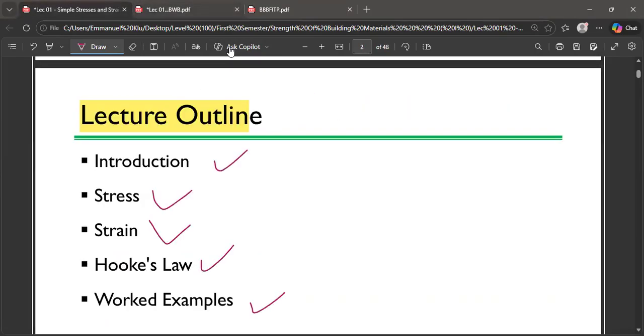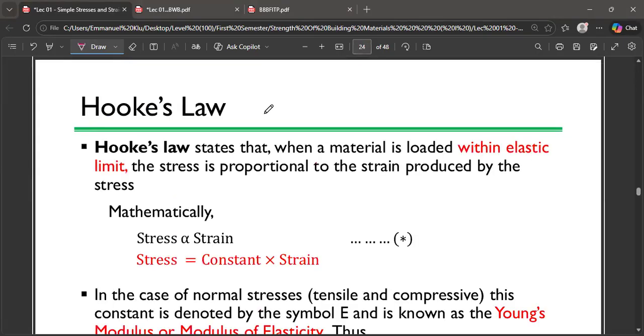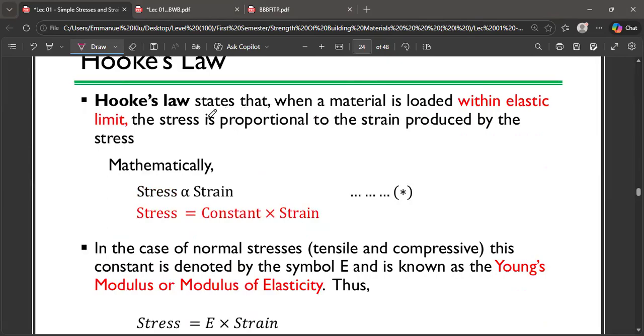Anyone else to repeat what I just said? Okay, so this is what I'm talking about. Hooke's law says that when a material is loaded within elastic limits, stress is actually what? Directly proportional. The word is directly proportional to the strain produced by the stress.